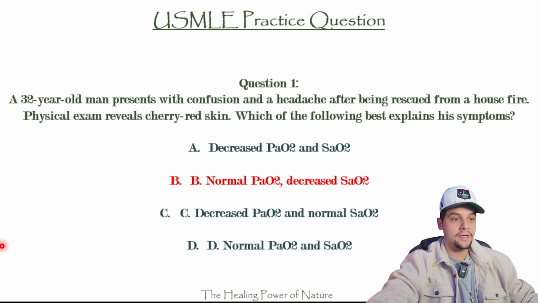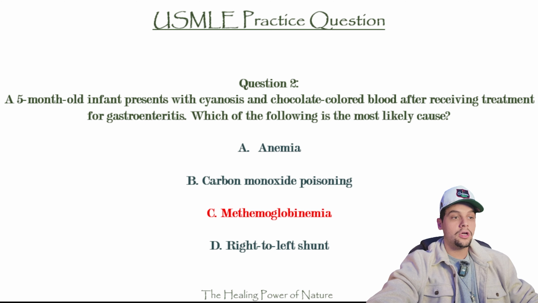B was correct. Why not A? PaO2 remains normal because oxygen diffusion into the blood is unaffected, meaning PaO2 is not decreased in CO poisoning. Why not D? SaO2 is decreased due to CO binding hemoglobin. Question number 2. Good job.